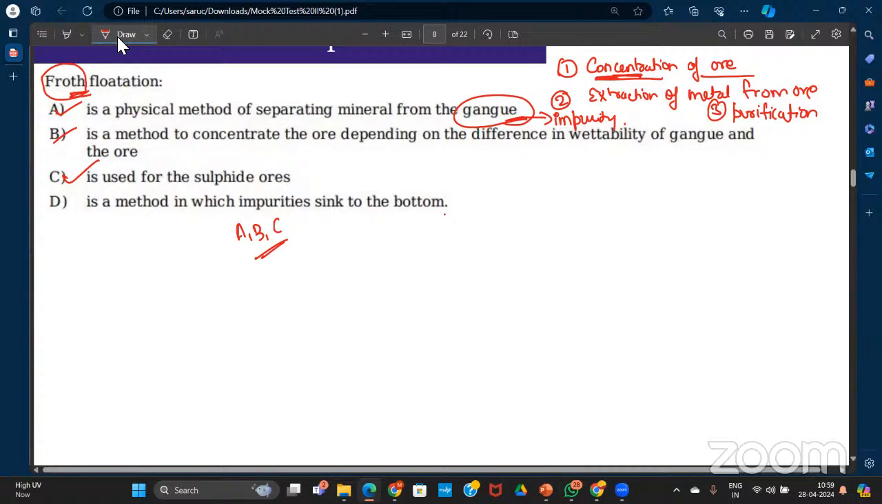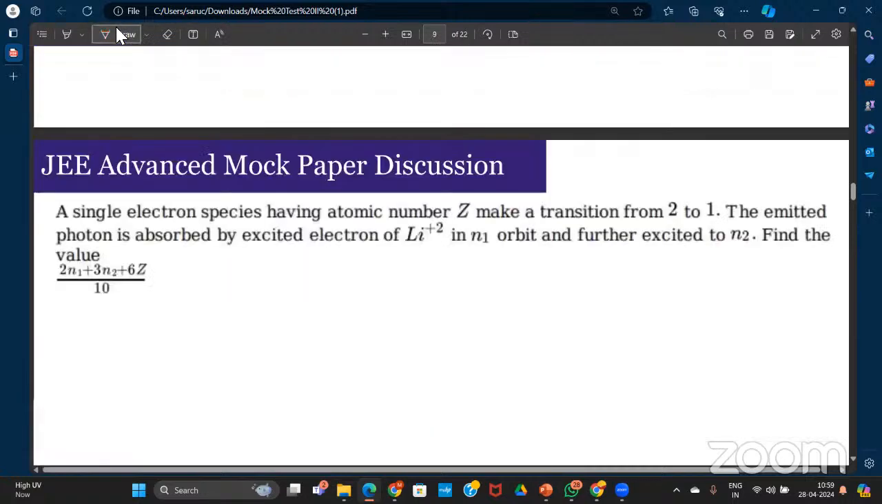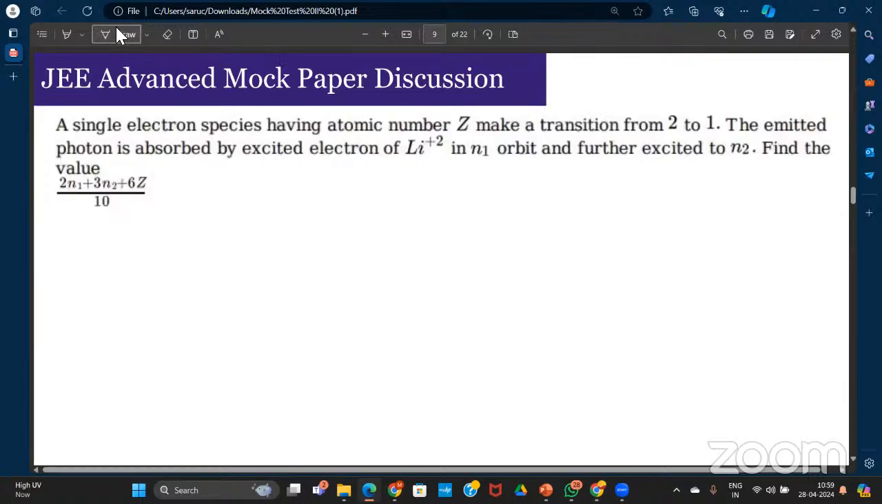Now moving to the next question. A single electron species having atomic number Z makes a transition from 2 to 1. The photon is absorbed by the excited electron of lithium 2+ in N1 orbital and further excited to N2 orbital. You have to find out the value of (2 N1 plus 3 N2 plus 6 Z) by 10.